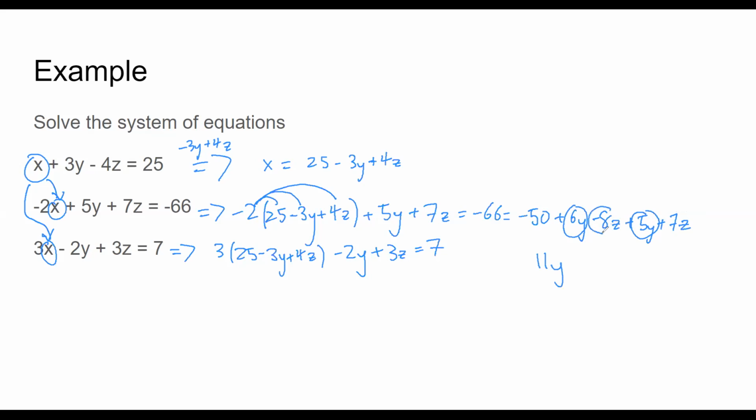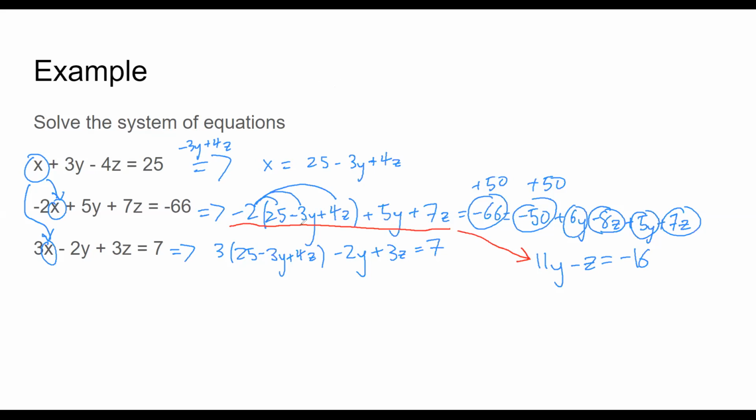We have a negative 8z here and a 7z here. So negative 8 plus 7 is negative 1. So then you have 11y minus z. And then you have a minus 50 here. So what you can do is, since it's equal to negative 66, you can add 50 here, add 50 here, and this gives us negative 16, because negative 66 plus 50 is negative 16. So then this equation here, when you simplify it, becomes this.